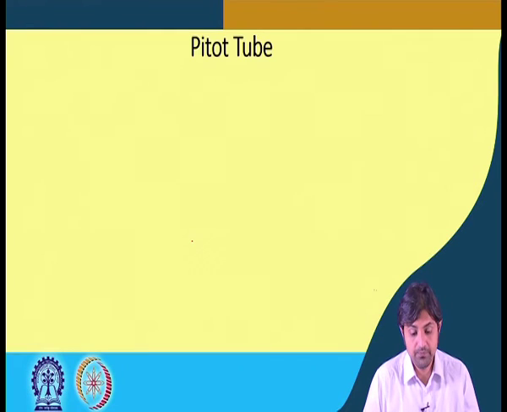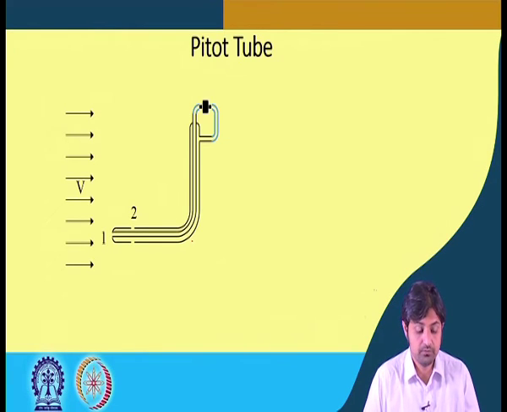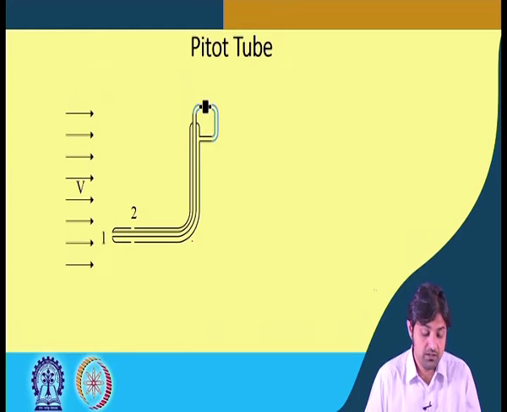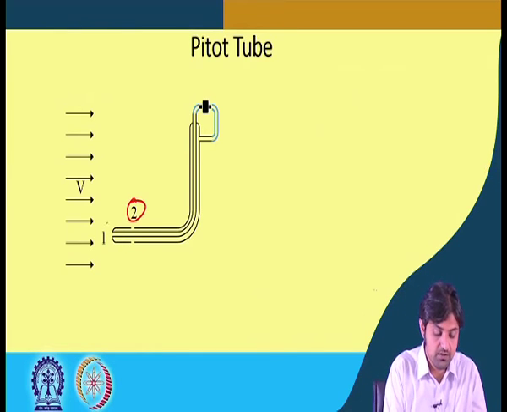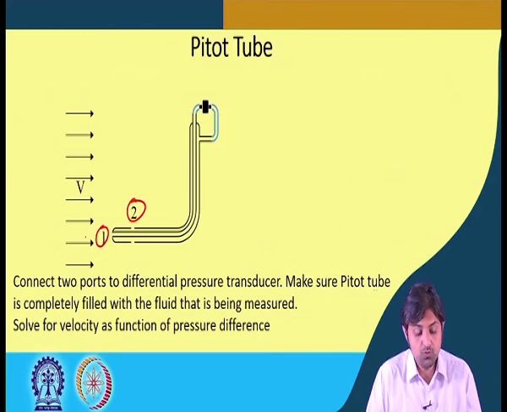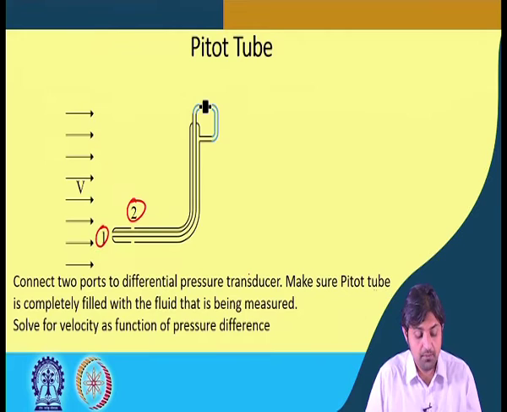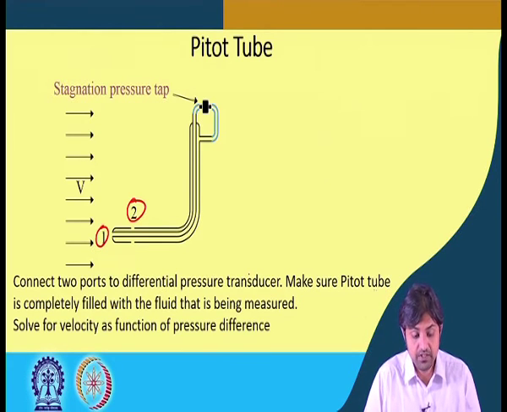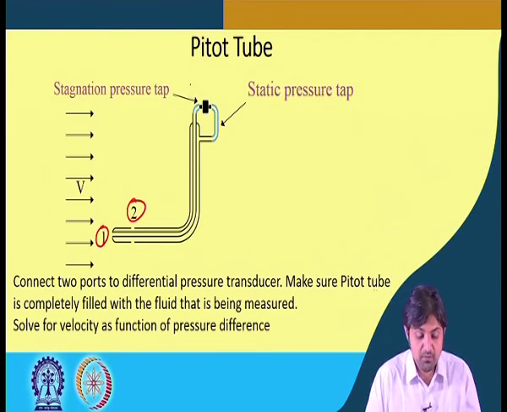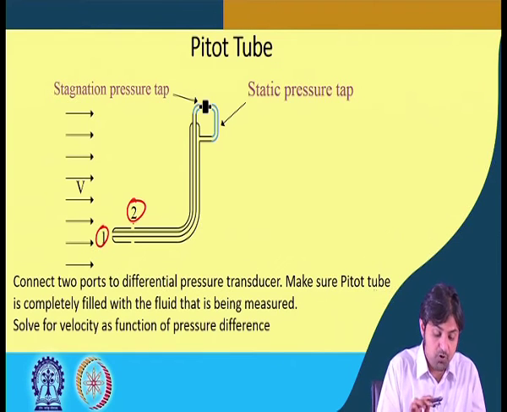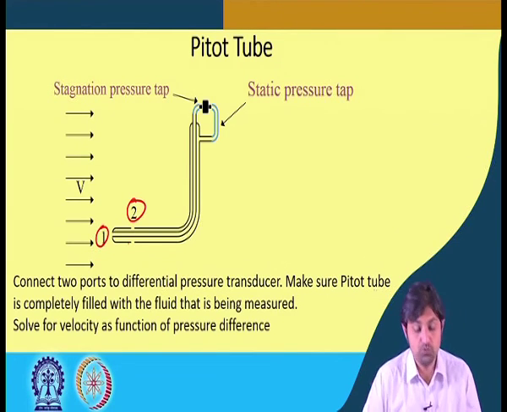All right, so, pitot tube. There is a velocity V, there is point 1 here and point 2 here. Connect two ports to a differential pressure transducer, and make sure that the pitot tube is completely filled with the fluid that is being measured. Solve for velocity as a function of pressure difference. This is the stagnation pressure tap, this is the static pressure tap.